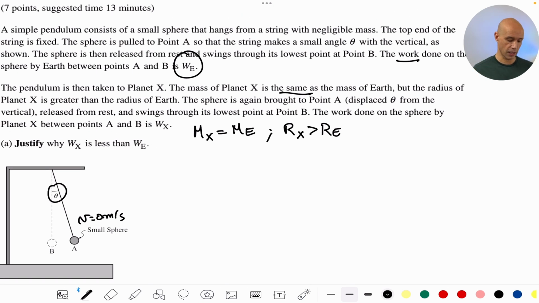But let's see. Justify why the work on planet X is less than on Earth. So the work is basically mg delta h. That's the work done to move this small sphere from A to B, right?